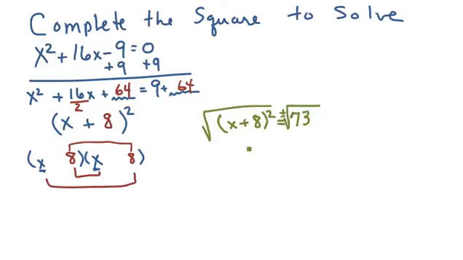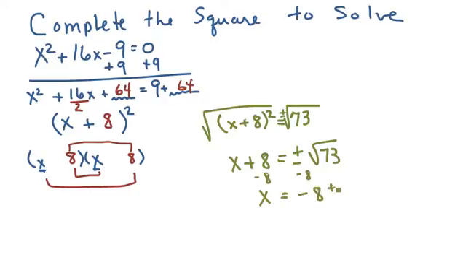The square root of the square is x plus 8 will equal either a positive or a negative square root of 73. So x itself must have the value of, subtracting 8 from each side, negative 8 plus and minus the square root of 73.